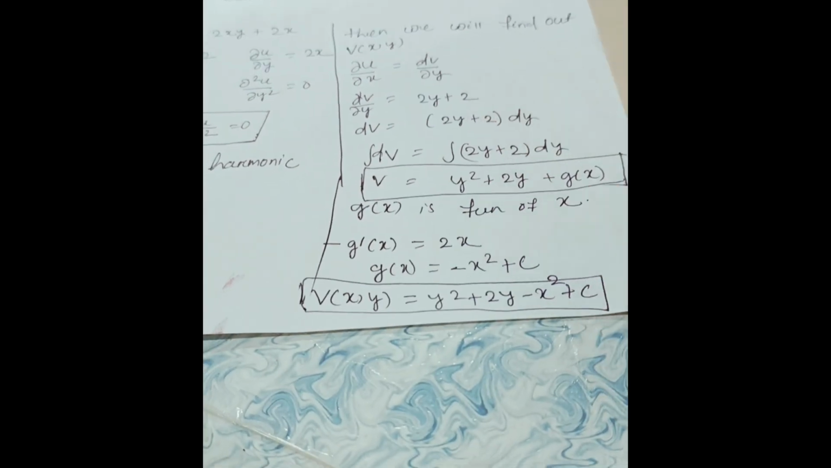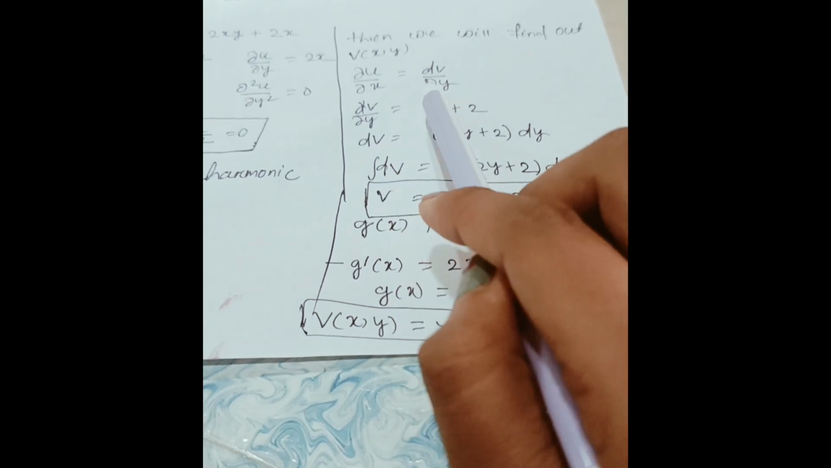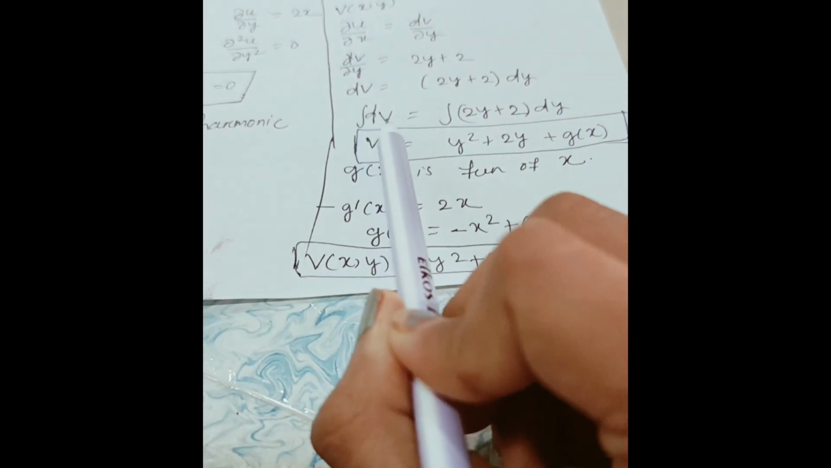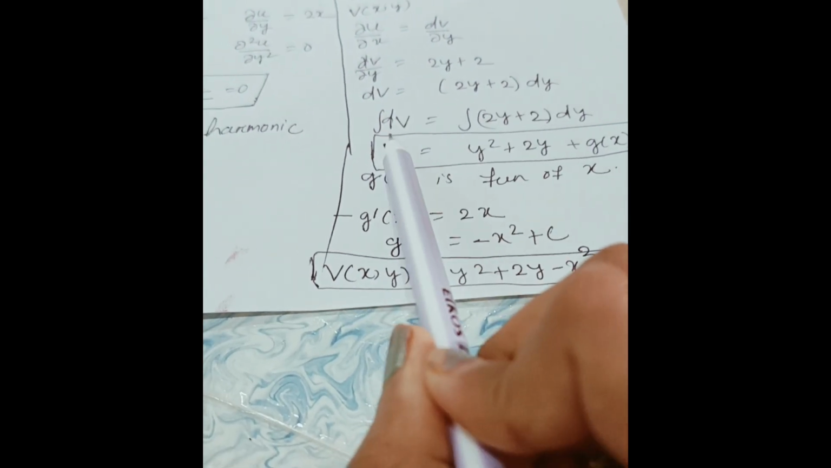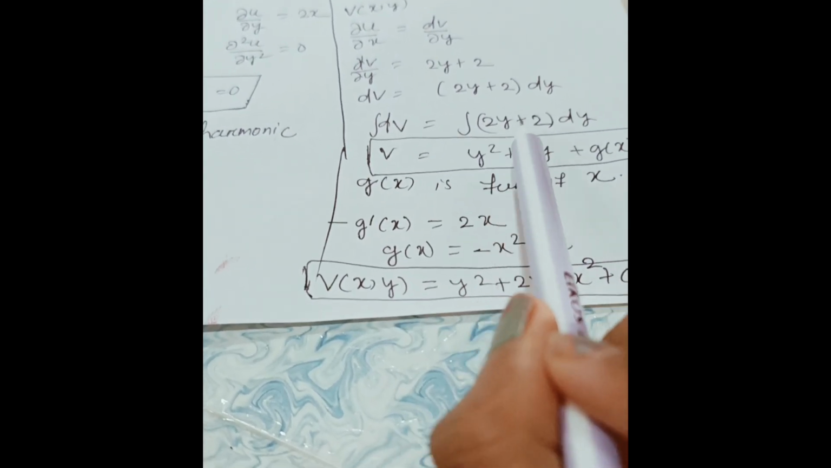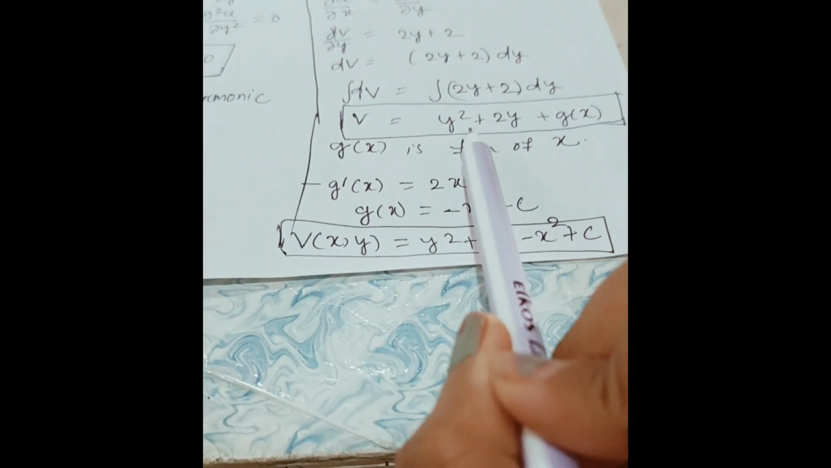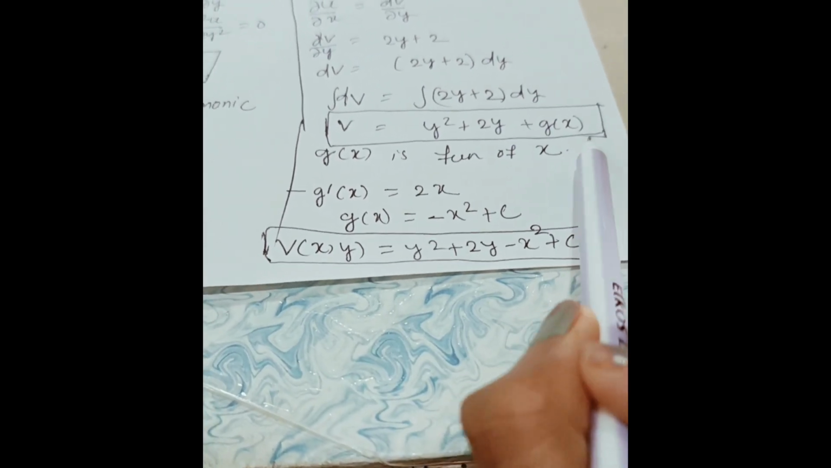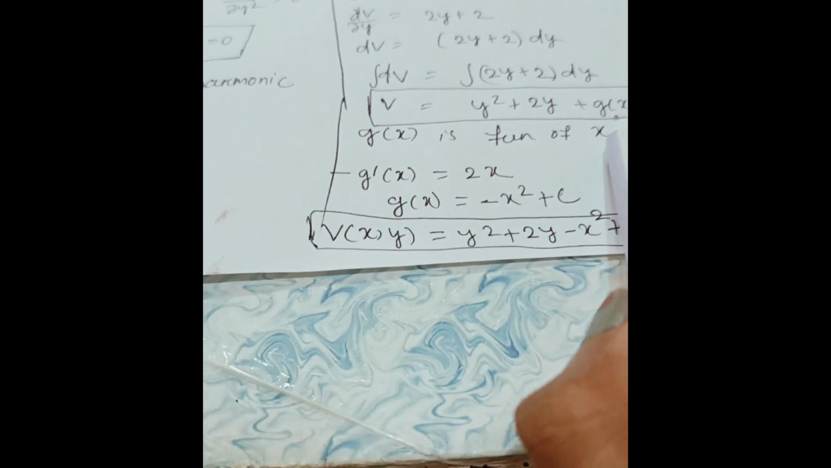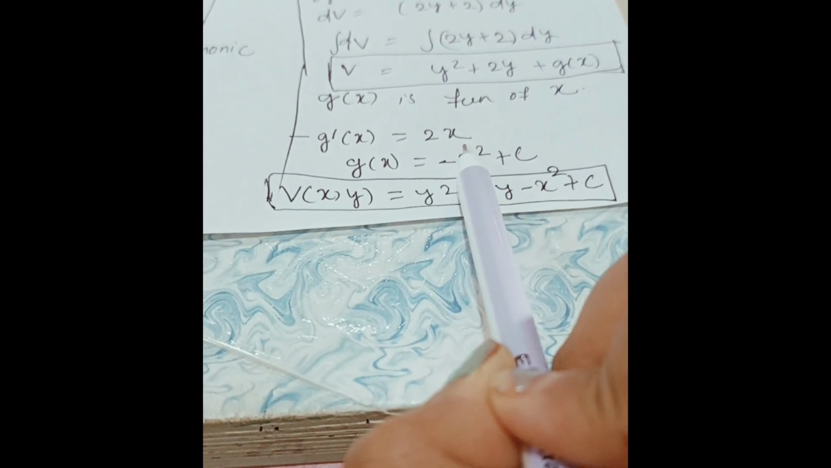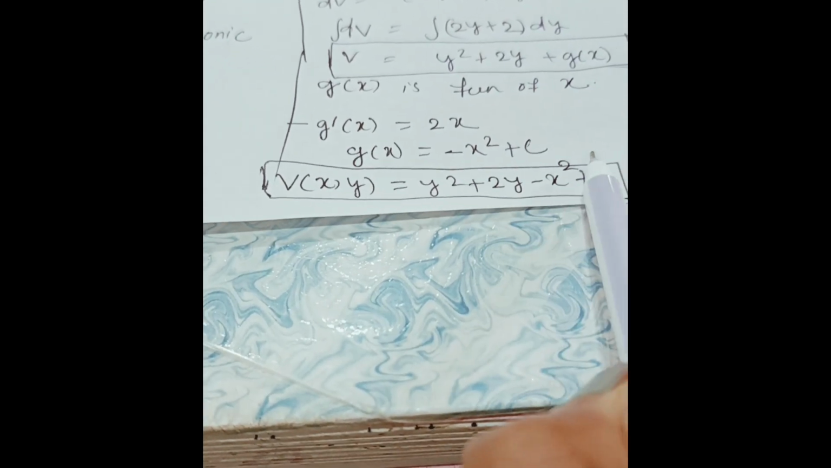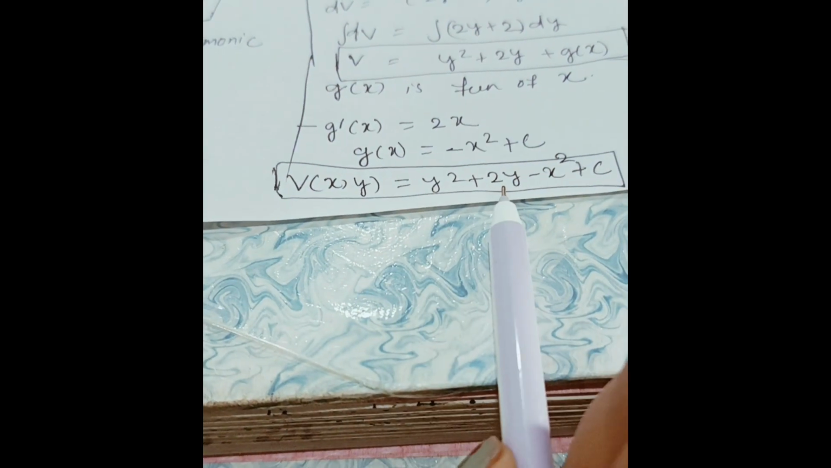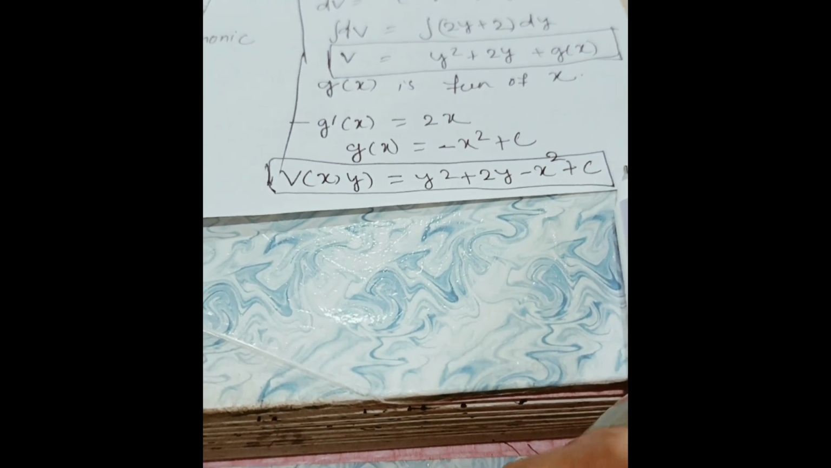Then we find the conjugate harmonic function v(x,y). del u by del x equals del v by del y, so del v by del y equals 2y plus 2, and dv equals (2y plus 2) dy. Now integrate both sides: (2y plus 2) dy. So v equals y squared plus 2y plus g(x). What is g(x)? g(x) is a function of x. So g dash x equals 2x. So g(x) equals minus x squared plus c. Then v(x,y) equals y squared plus 2y minus x squared plus c, which is the conjugate of u(x,y).